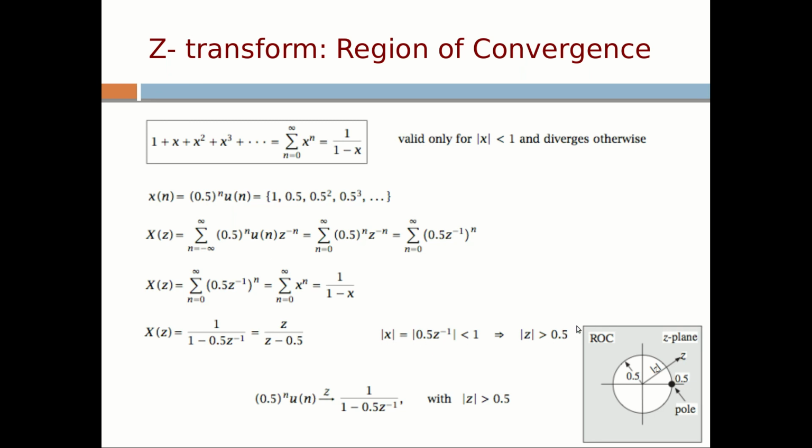This can also be geometrically represented here, where we consider a z plane, and then the ROC would be the region outside, where mod z is greater than 0.5. We know that mod z equal to a represents a circle of radius a, and here a is 0.5. So the ROC would be the entire z plane from which a circle of radius 0.5 centered at 0 has been cut out.